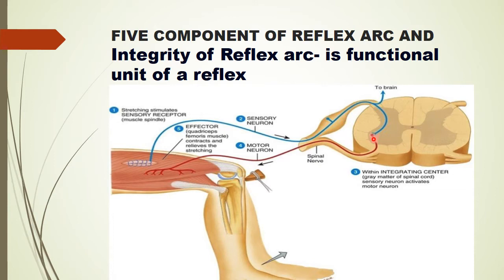The axons of these cells constitute the motor neuron, and they relay to the effector organ, that is the muscle. This is the 5th component. So there are 5 components: the muscle spindle, sensory neuron, center, efferent neuron, and effector organ. That constitutes the 5 components of a reflex arc.